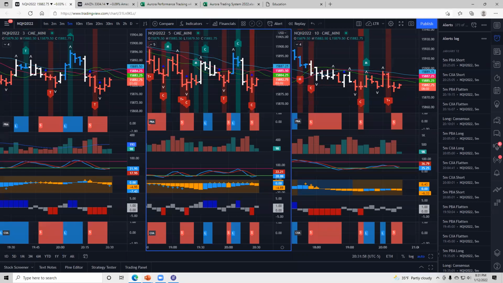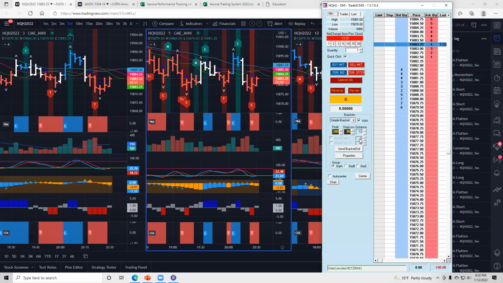Ron's asking if I ever use the groups B and C in the bracket box. He's referring to this down here. No, don't use any of that.